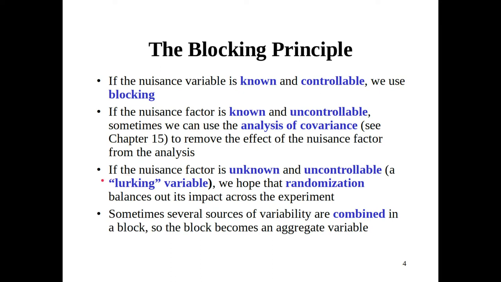Then the last group is the nuisance factors that are unknown and uncontrollable. Those are difficult ones, right? Because we don't know them in advance. Obviously, we don't know them, so we cannot control them. Those are sometimes called lurking variables.